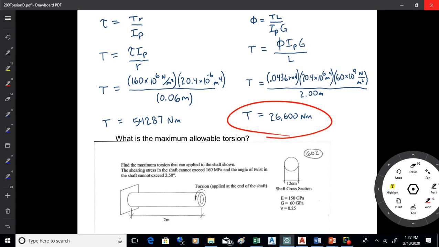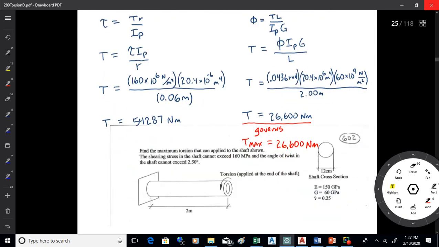So yeah, you're going to go 26,600. That's as much torsion as you can apply to that shaft, because if you exceed that, you're going to have too much twist. Okay. So what we're doing here, we're saying, okay, for this shaft, I can only tolerate 2.5 degrees of twist for whatever reason, and I can only tolerate 160 megapascals of shear stress. So how much torsion can I apply? So we're just backing into that allowable torsion.